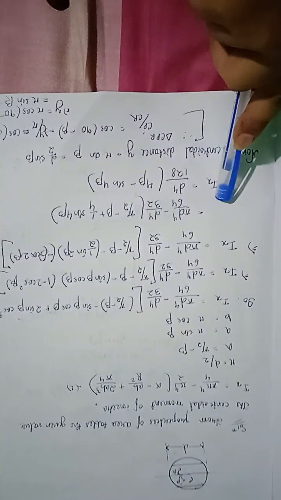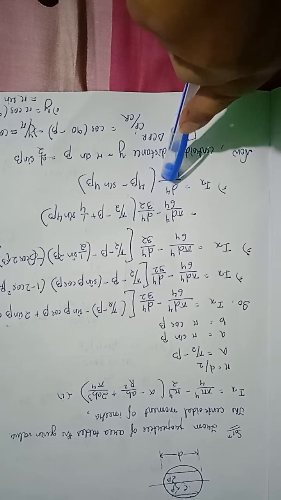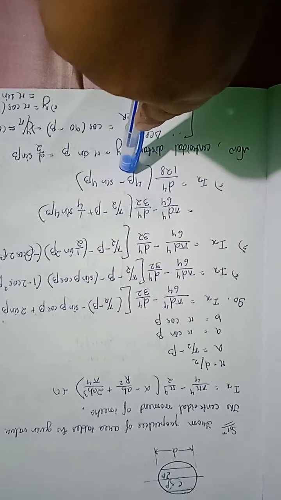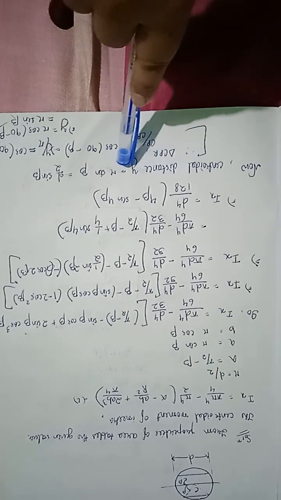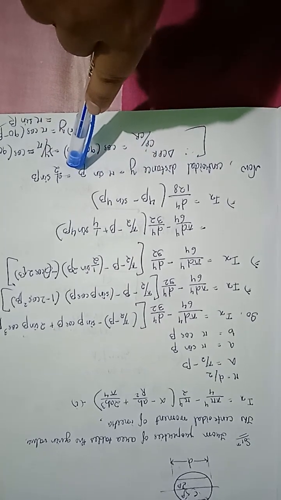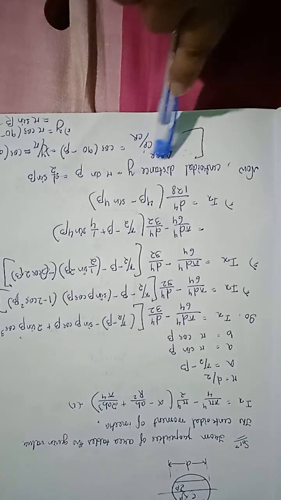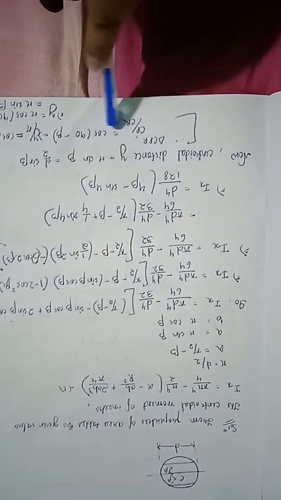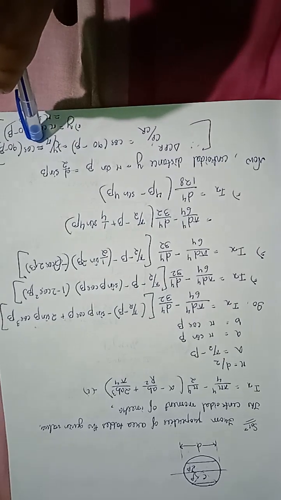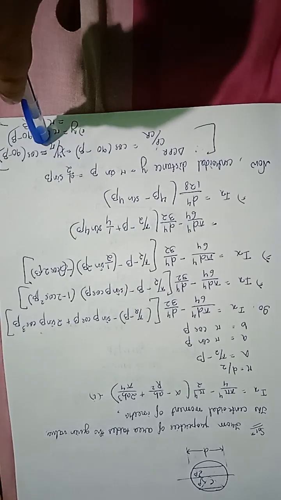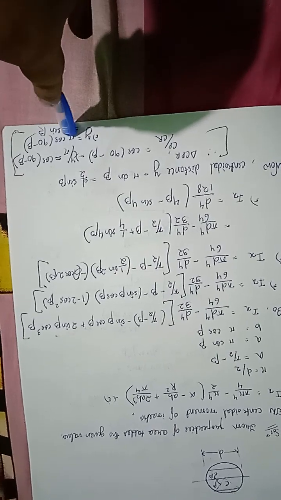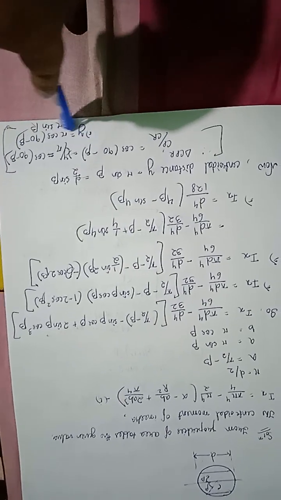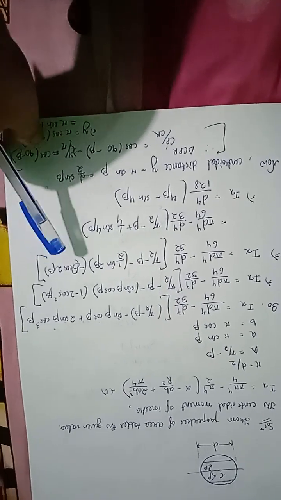And solving this, we finally get Ix is equal to d to the power 4 by 128 into 4 beta minus sin 4 beta. So now centroidal distance y is equal to r sin beta is equal to d by 2 sin beta, because in triangle CPR, cos 90 minus beta is equal to y by r, hence y is equal to r cos 90 minus beta, so it is equal to r sin beta.